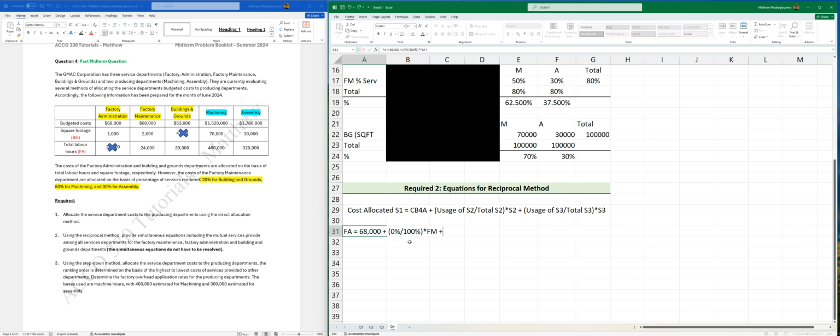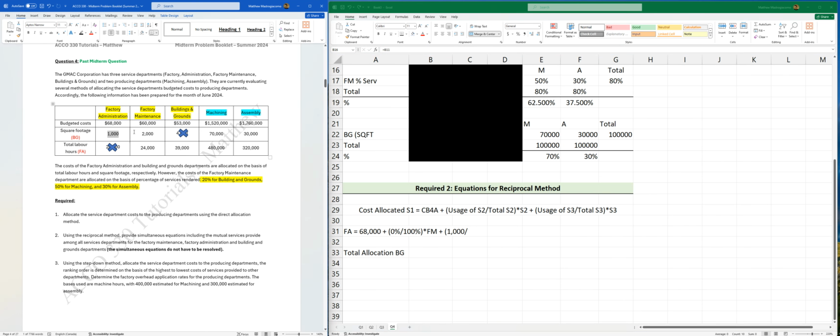Then next up, we're going to take the usage of support department 3. So guys, factory admin. Basically all we're doing is going on the factory admin column here, and I'm just looking in this column. So how much does factory admin use of maintenance? Well, nothing, because they gave it here. Factory admin doesn't use these 20,000 hours, no self-allocation. Now factory admin uses 1,000 square feet from building and grounds. So you know 1,000 is the usage of S3. Now let's figure out the total allocation for B and G. Okay, so let's do that right now. For our total allocation for building and grounds, guys, we basically have to add up everything.